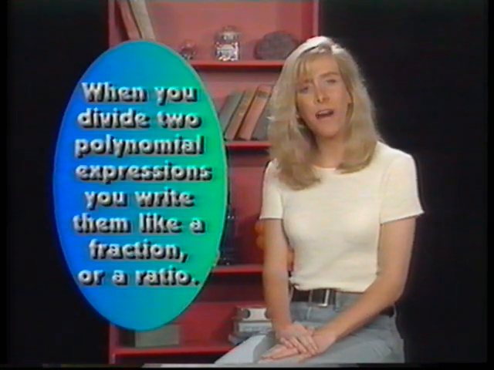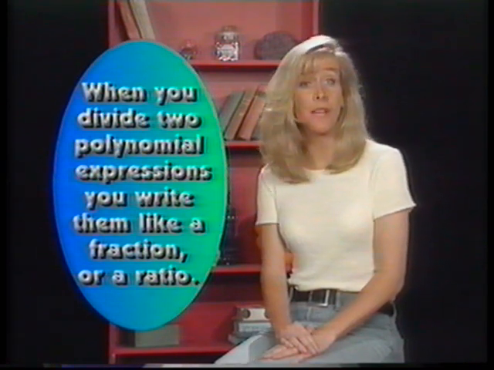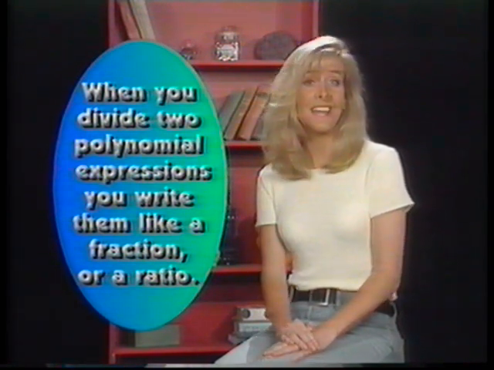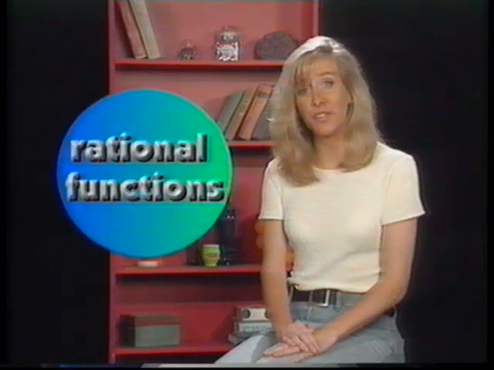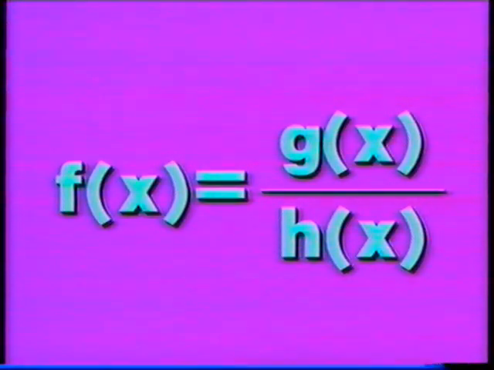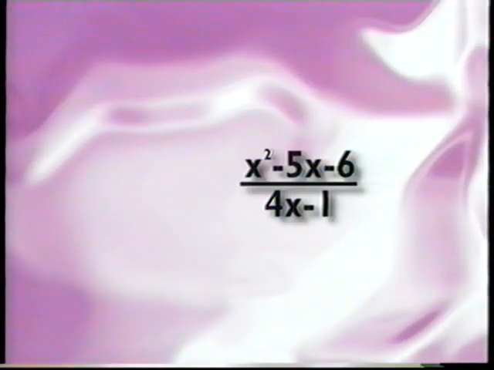Polynomials basically behave the same way as those grade school fractions. When you divide two polynomial expressions, you write them like a fraction or a ratio. These functions are called rational functions, and they look like this. But more often you'll see them like this. X squared minus 5x minus 6 over 4x minus 1.